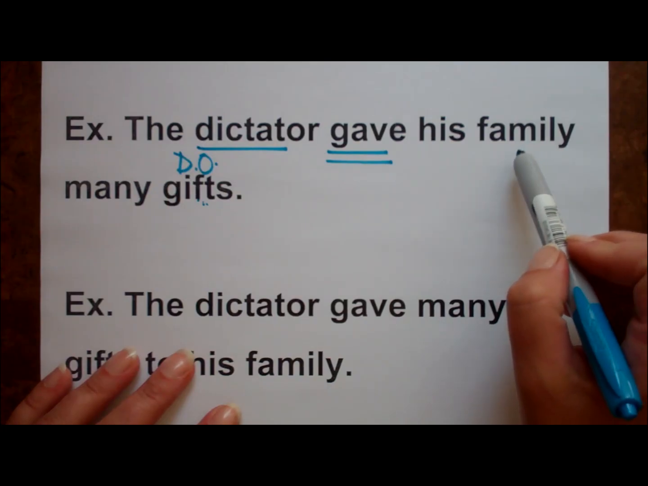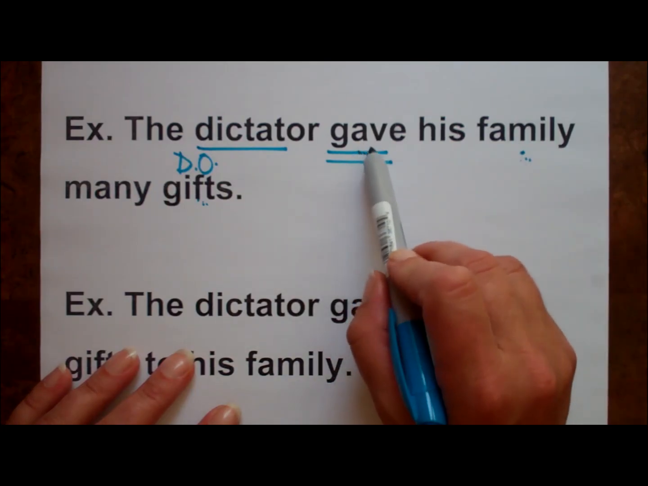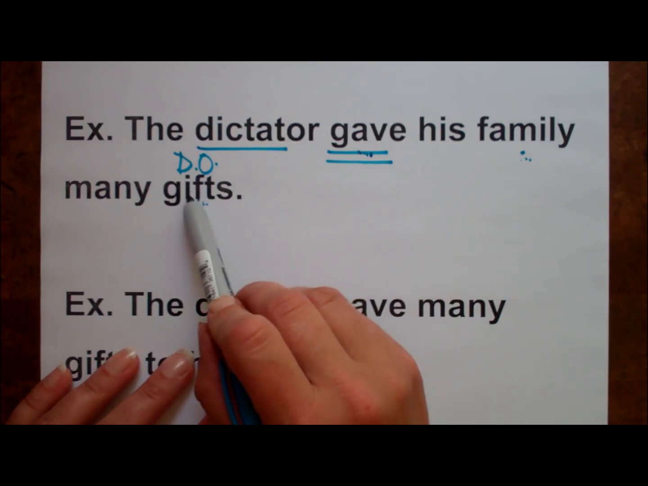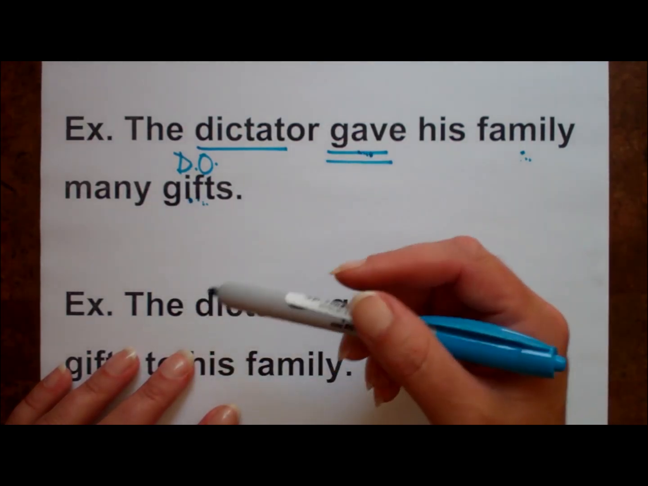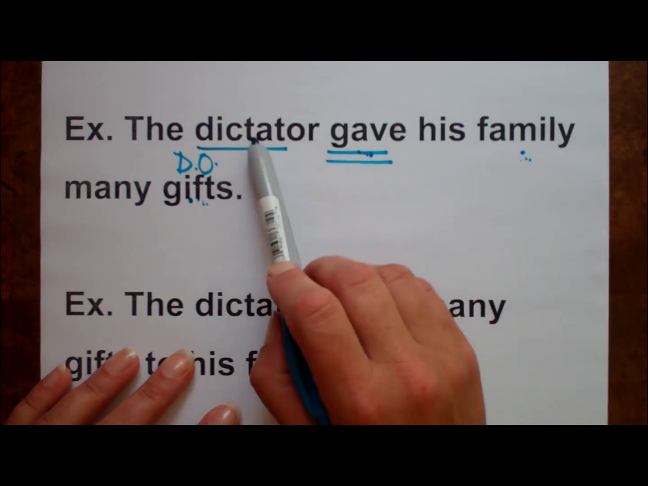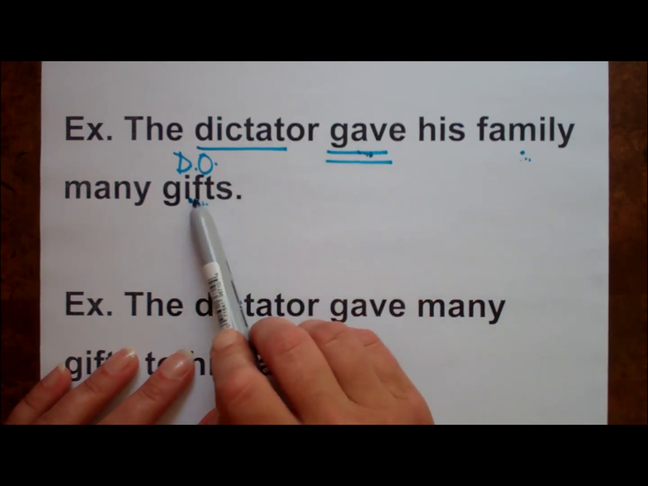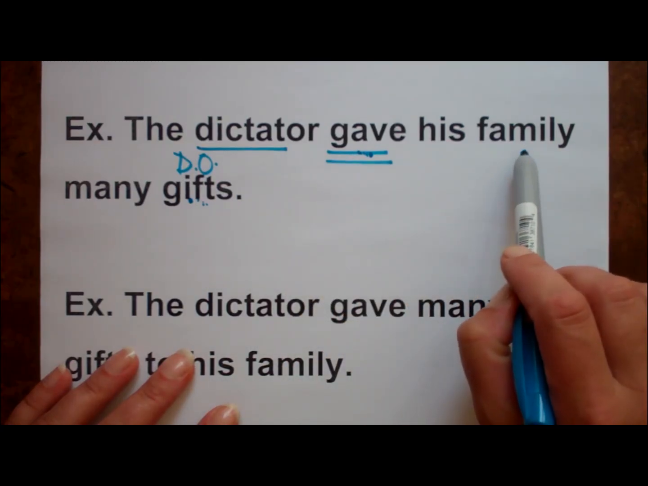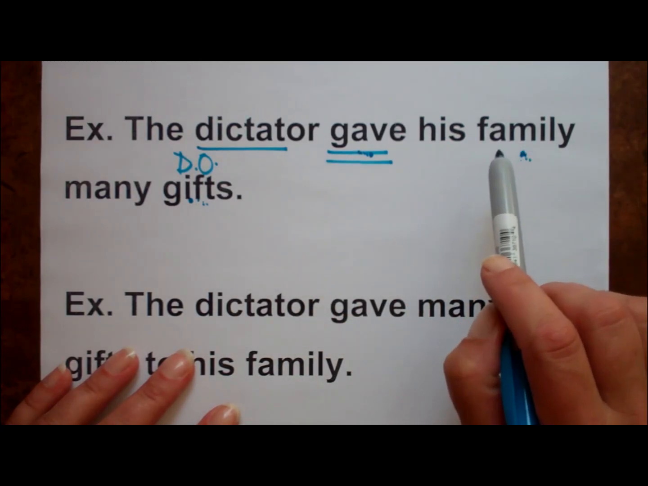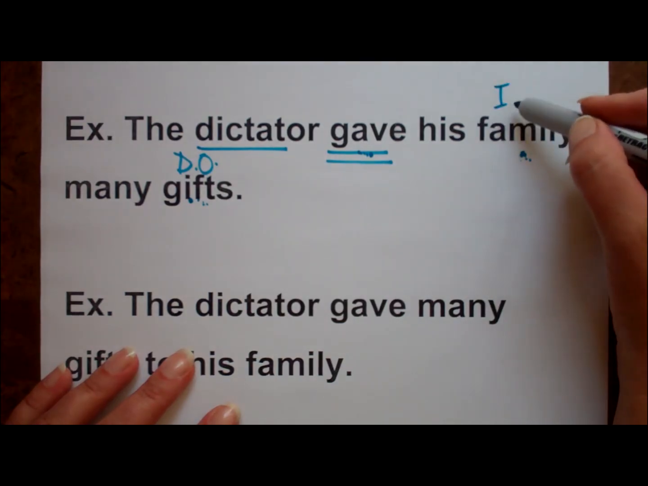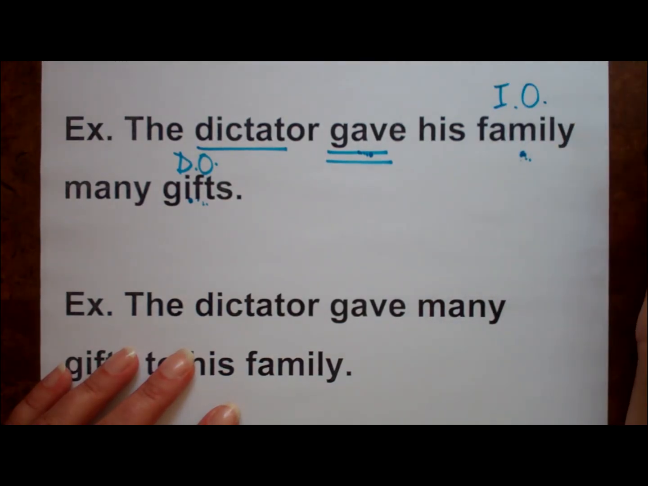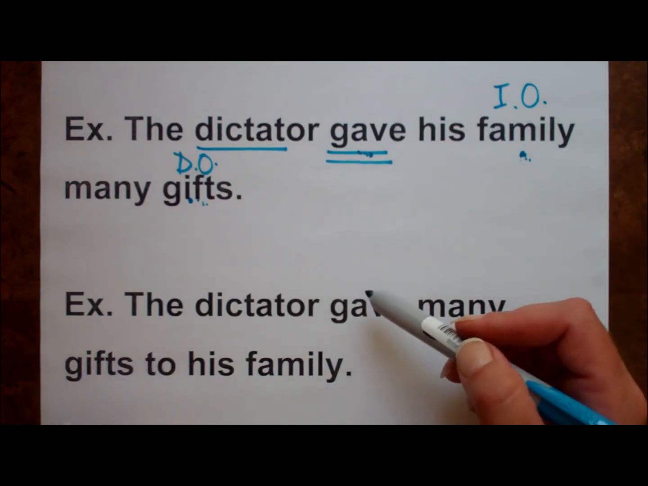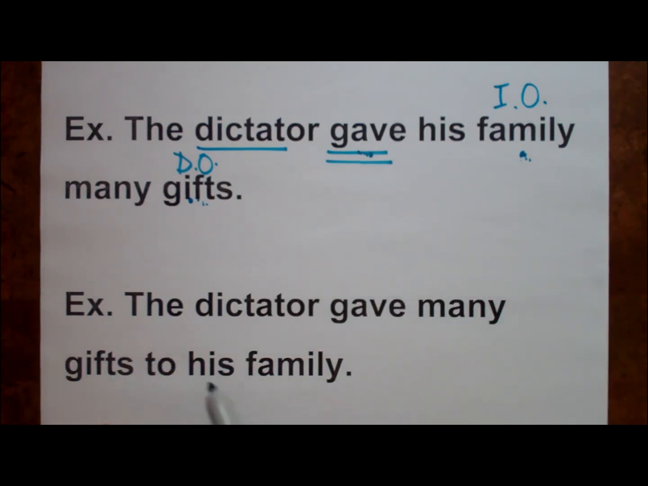Since that word family appears after the transitive action verb, but before the direct object, it could be an indirect object. Let's put it to the test. Dictator gave gifts to whom? Family. And because family is positioned where it is, we have ourselves an indirect object. Now take a look at this nearly identical sentence. The dictator gave many gifts to his family.